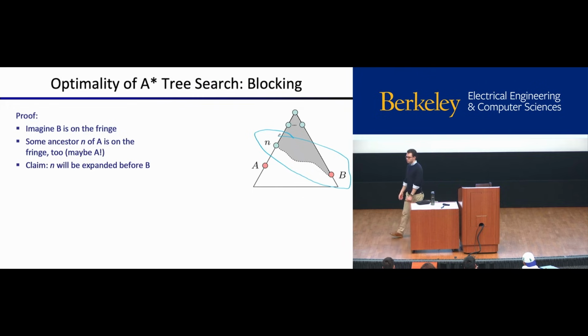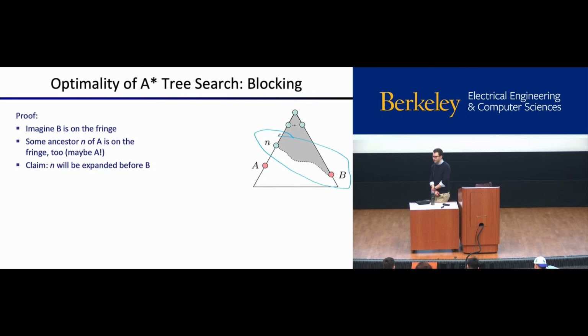A star says we need a lower score. Which score? The F score, G plus H. So the cost to getting to the node N plus the cost from N to the closest goal that's to N, right? And same for B. So that F score for N has to be lower than this F score for B in order for us to pull it off first.